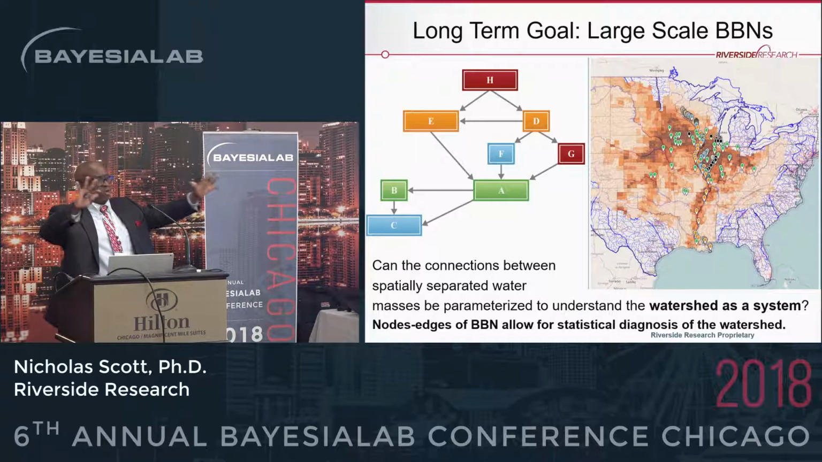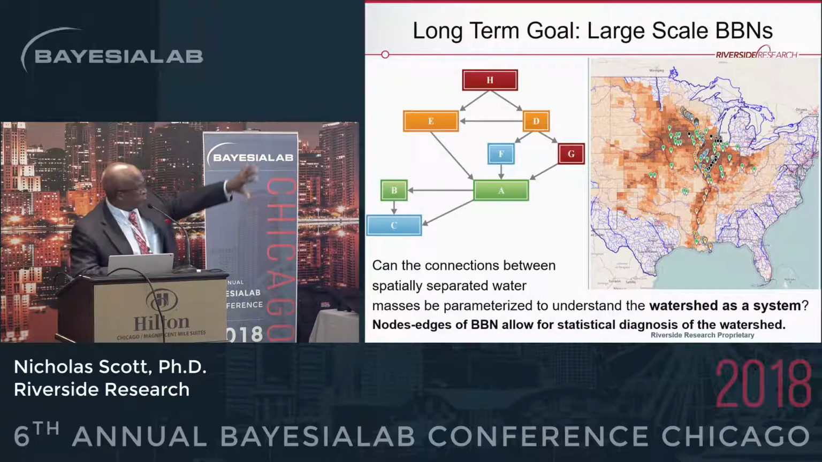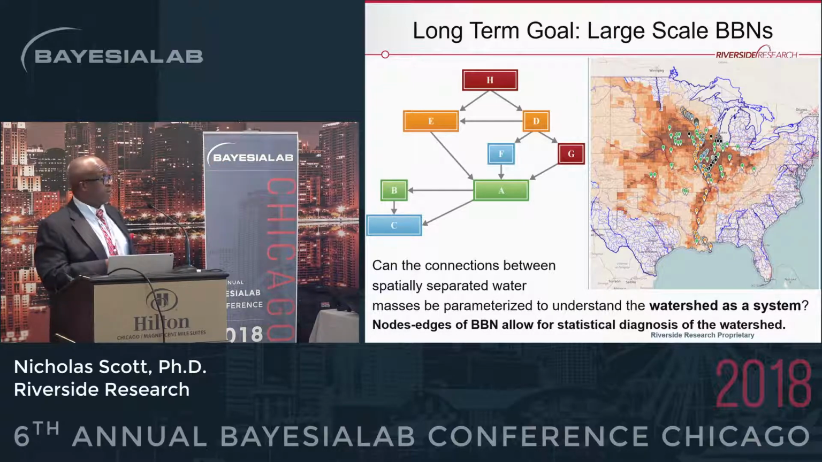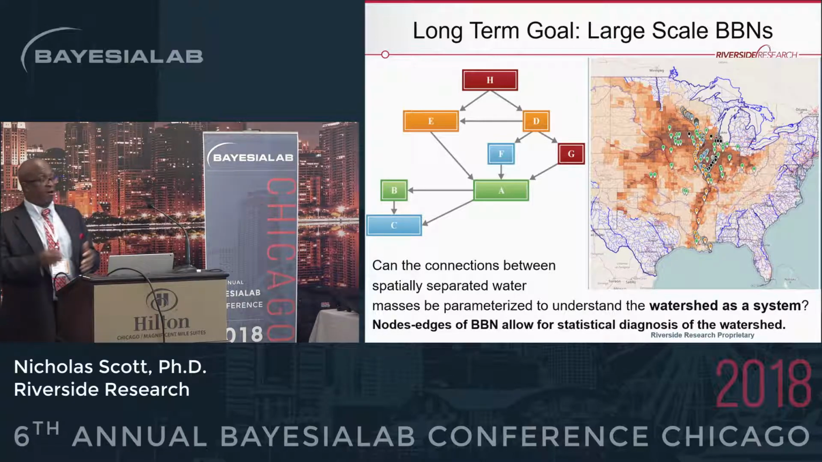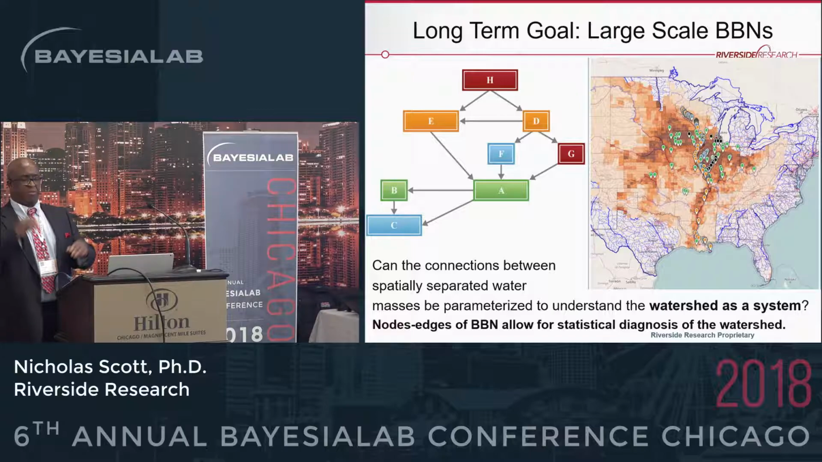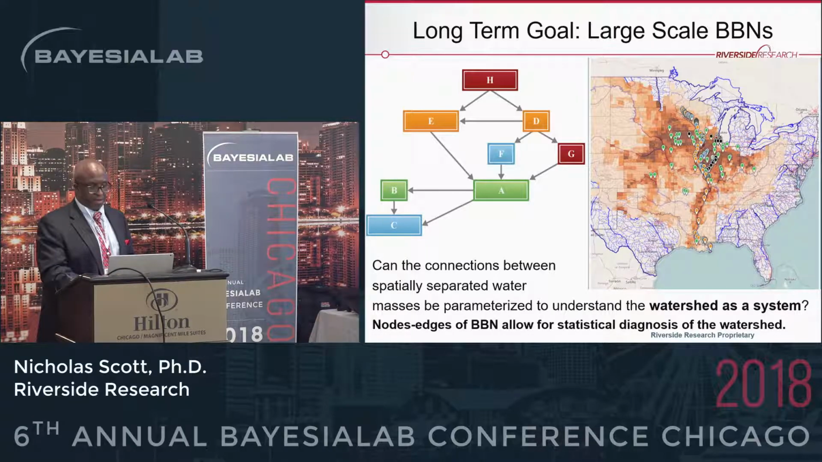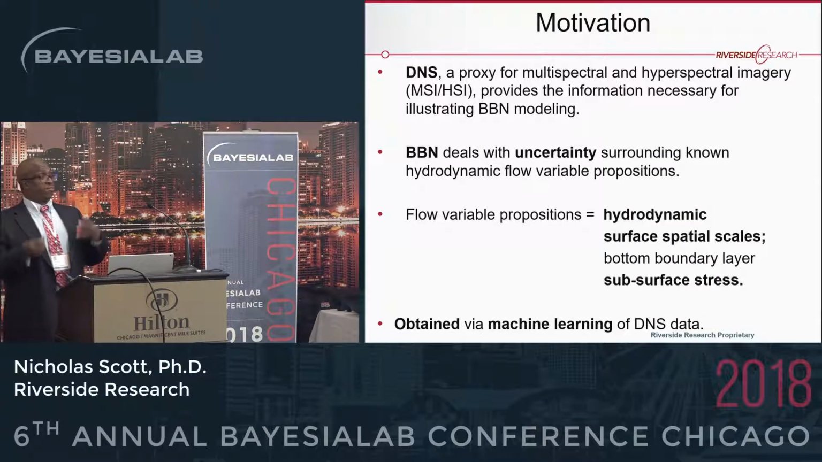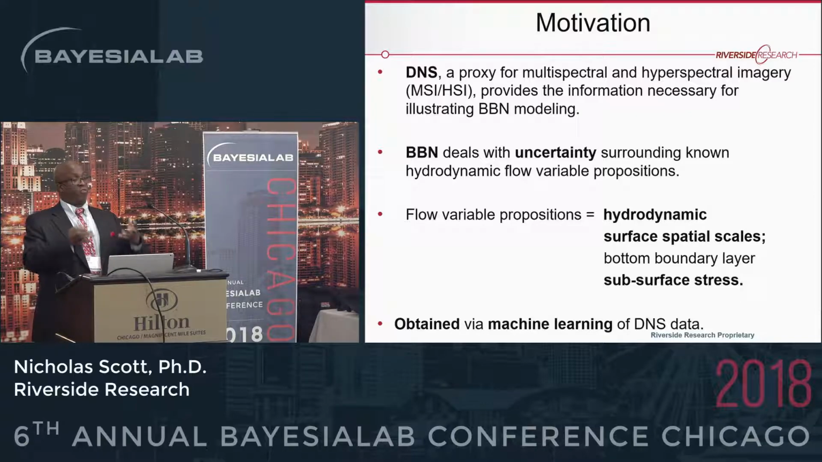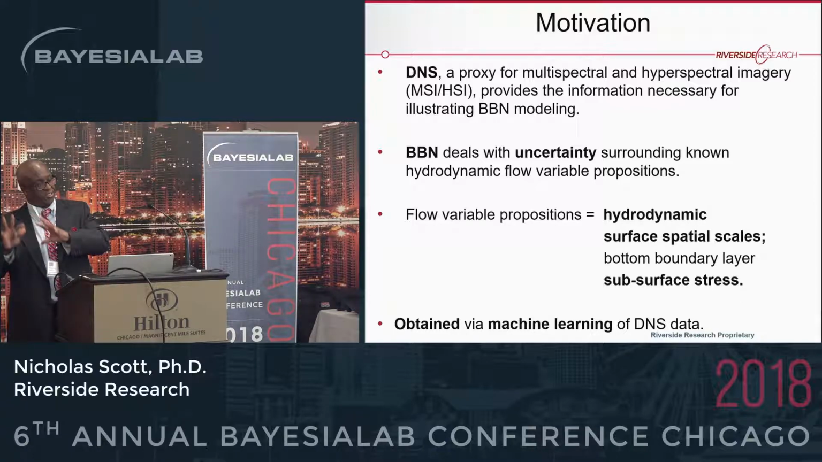Basically being able to understand the relationships between different water masses which are distributed over an area, such as the United States, but it can be in other areas that the Navy is also interested in, like overseas. Again, how can the connections between the spatially separated water masses be parameterized using Bayesian belief networks to understand how a watershed behaves as a system? Again, DNS is being used as a proxy for MSI and HSI. Both of them are three-dimensional entities. So we're trying to see if we can gain insight into the MSI and HSI analysis methods by using DNS.